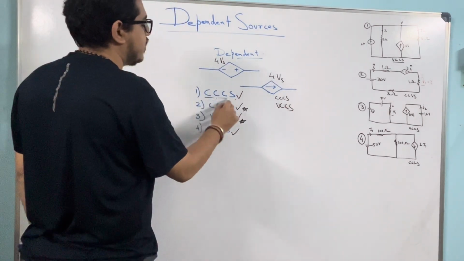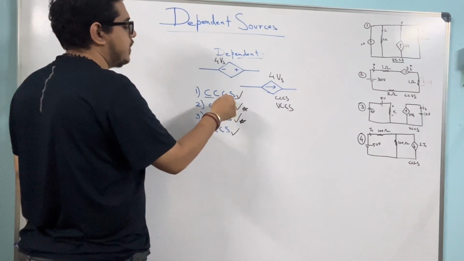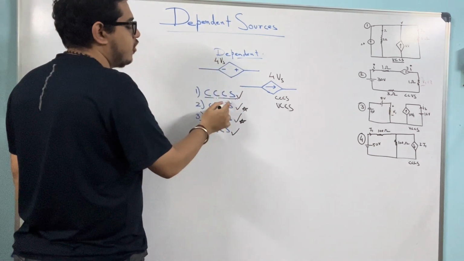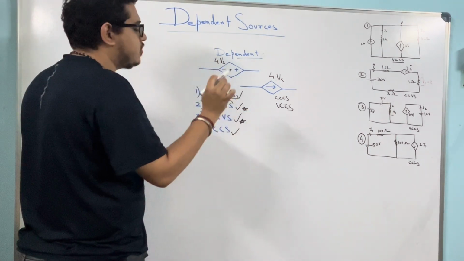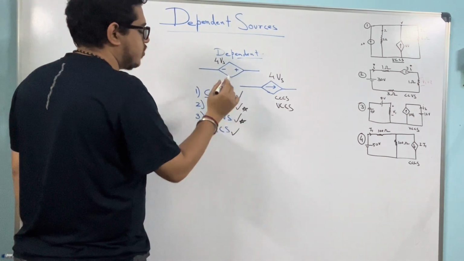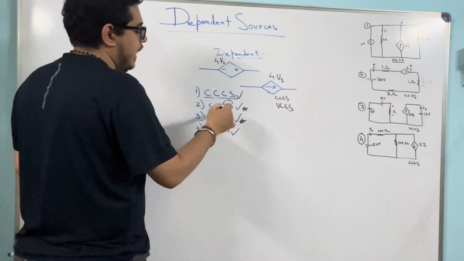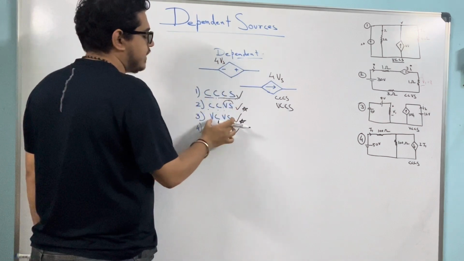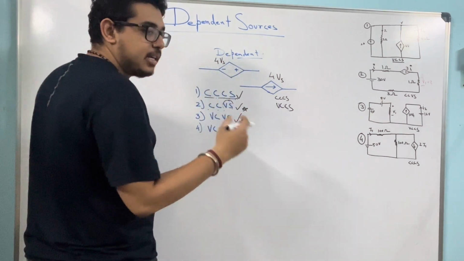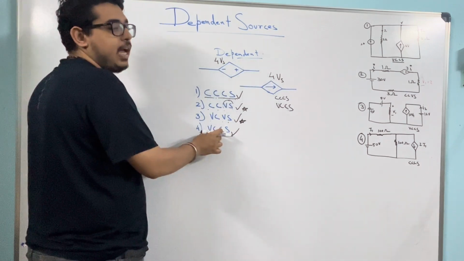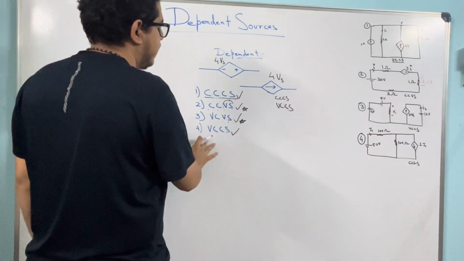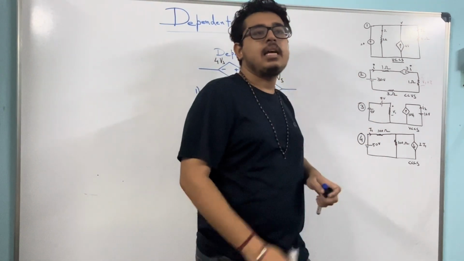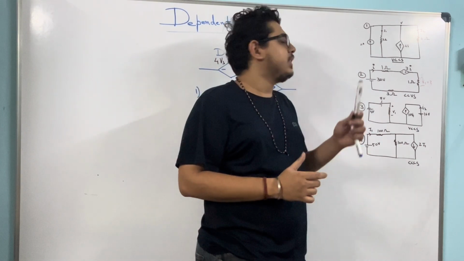Okay, when the current source is dependent on a current at any part of the circuit, it is current controlled current source. When the voltage source is dependent on a current at any branch of the circuit, it is current controlled voltage source. When a voltage source is dependent on a potential between any 2 points of a circuit, then it is a voltage controlled voltage source. And if the current source is dependent on voltage at any part of the circuit, it is known as voltage controlled current source. Okay, so we will look at the examples. You will easily identify them with the help of examples.